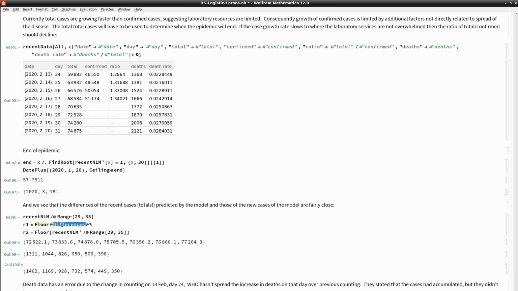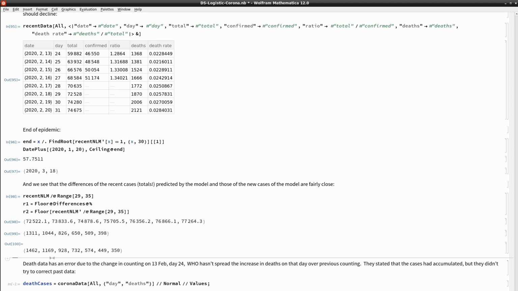Let's compare the differences with what we have in the first derivative. And we see in the last two rows here that they're not too far off. They're not too far away from each other, generally less than 100 or something like that.